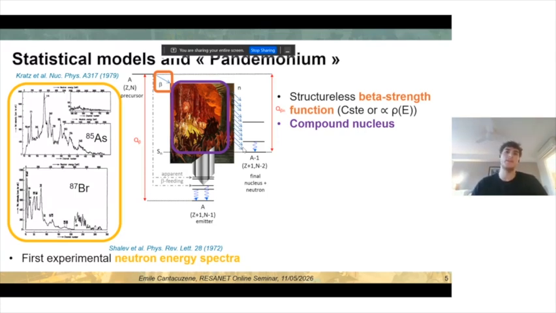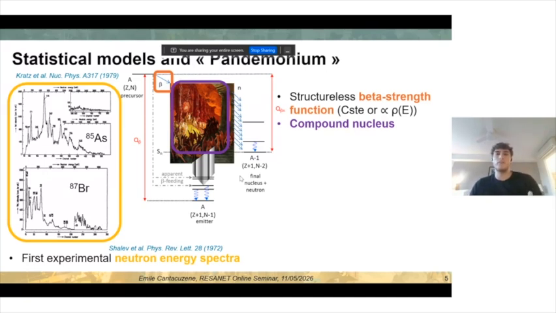In these models, when the beta decay occurs, you feed levels above Sn, and because you're above the neutron separation energy, your system is not neutron bound anymore. One way of seeing the system is as a hot, liquid, messy environment that is governed by statistical laws. And this is what we call the compound nucleus.